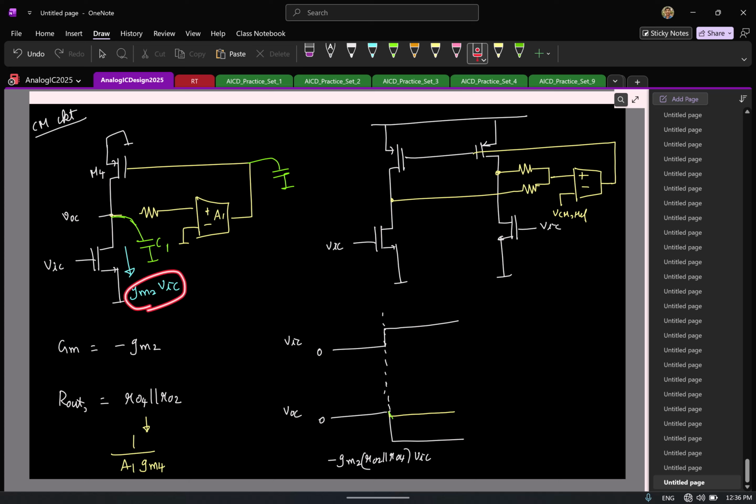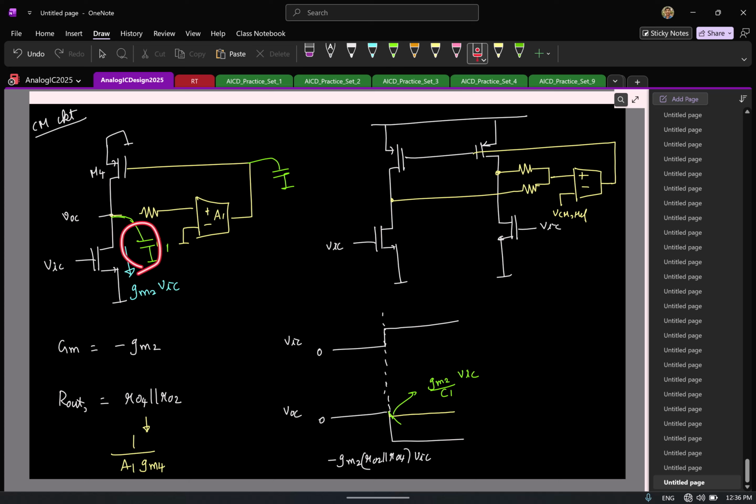I have a current I getting drawn out from a capacitor C. What is the rate at which the voltage will drop? I by C. So basically the slope here will be GM2 by C1 times VIC.